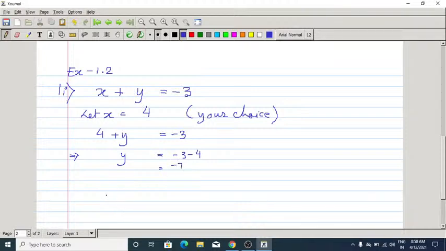So what is the required pair? x and y is the required pair. So that is 4 and minus 7.